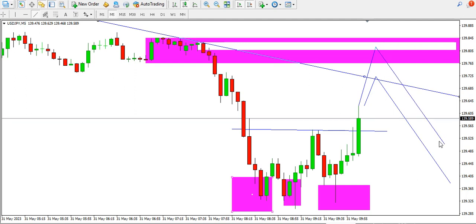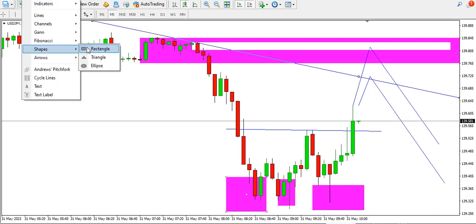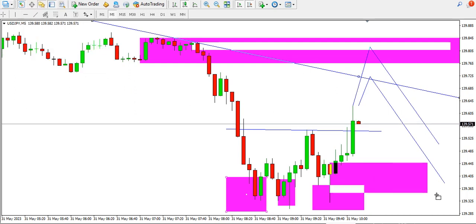But if price is going to drop, either way, we have this other block around here that could serve as support to price.